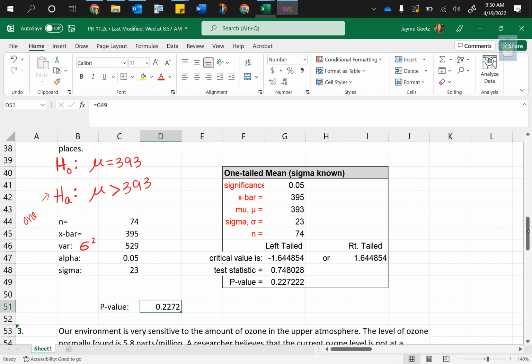So since the p-value is higher than the significance level, than my alpha, the null must fly. Okay? P is high, the null must fly. Let's go to number 3.